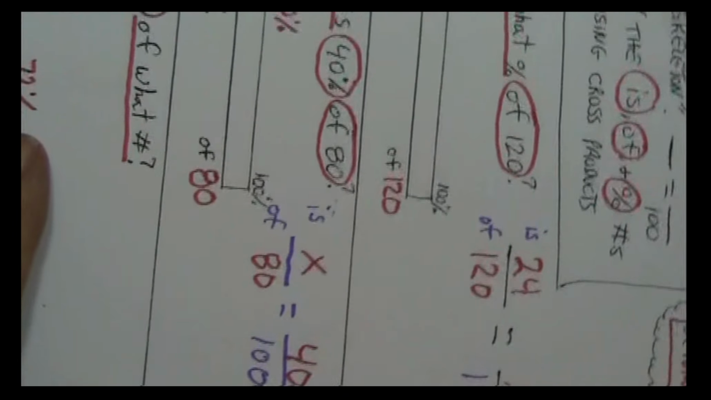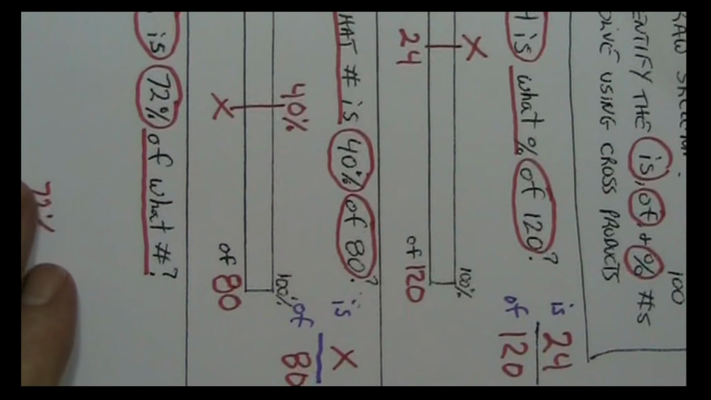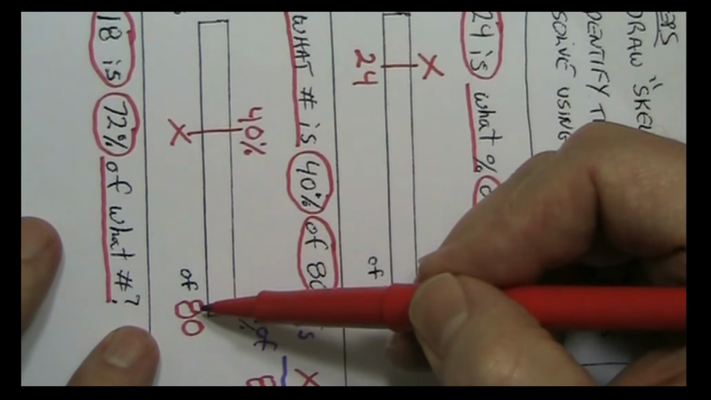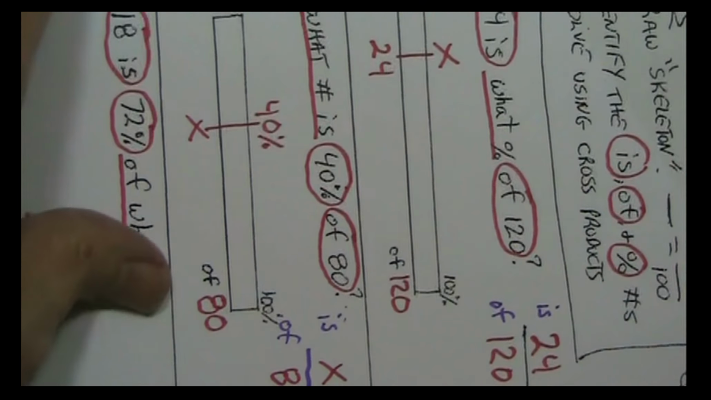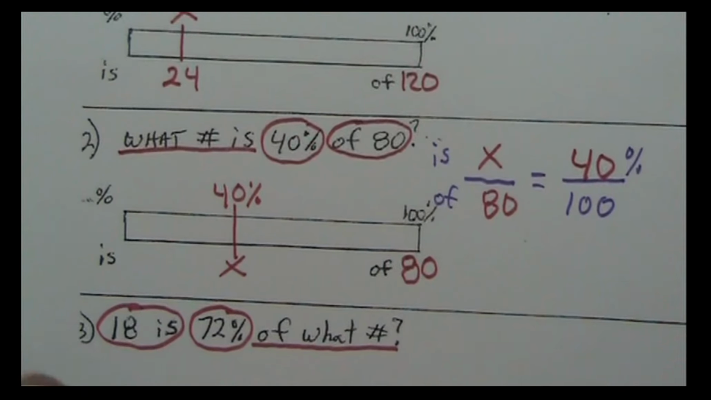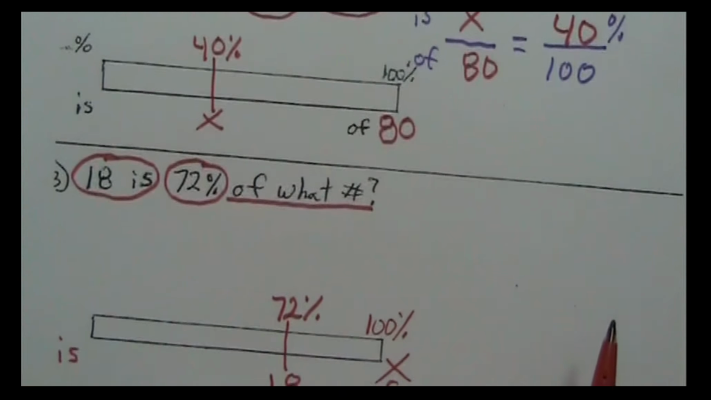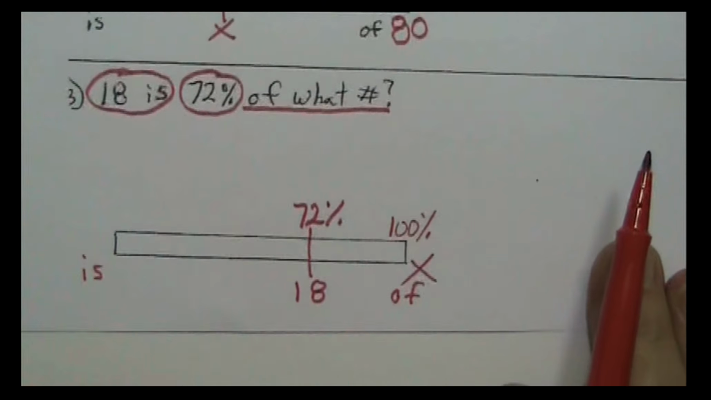So if I turn this around this way, you can see 40 over 100, x over 80. You can see the proportion right there. Let's move to the next one. We just set up the proportion. We'll solve in just a moment.